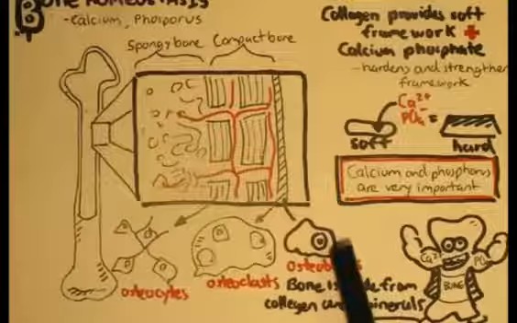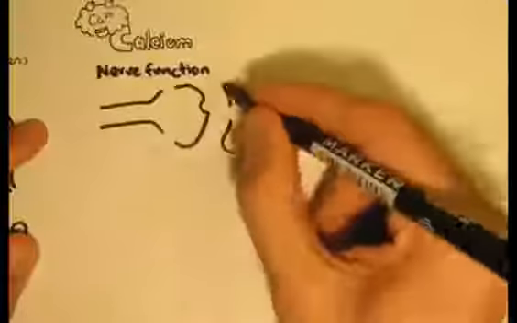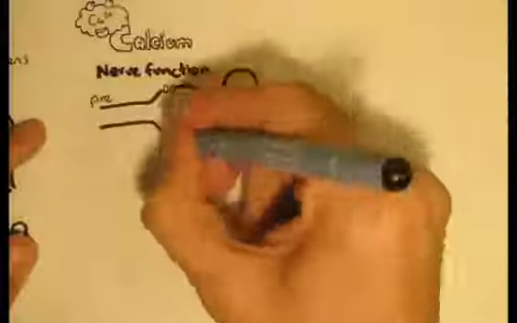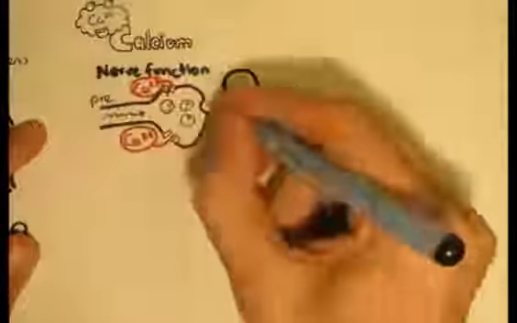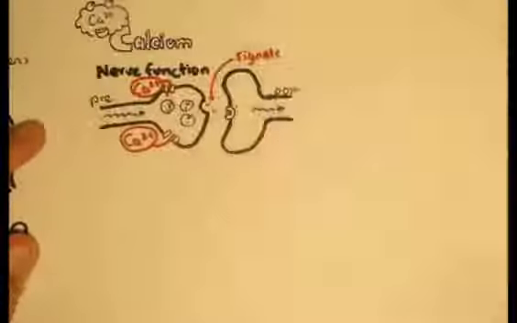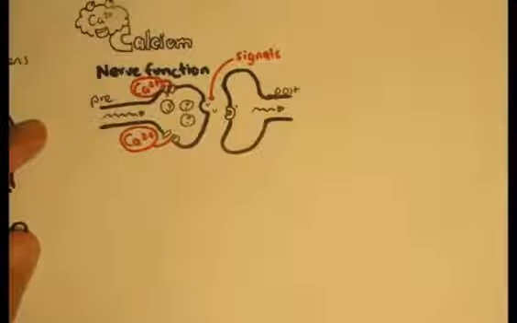So now let's look at some of the roles calcium and phosphorus play in our bodies. So calcium is important in many functions in the body, one of which is nerve conduction. When an impulse wants to be sent to another cell, calcium ion channels are necessary so that the neurotransmitters can be passed on, creating a successful signal.